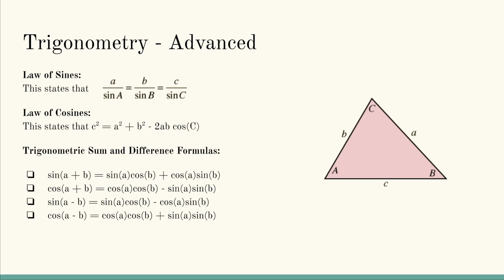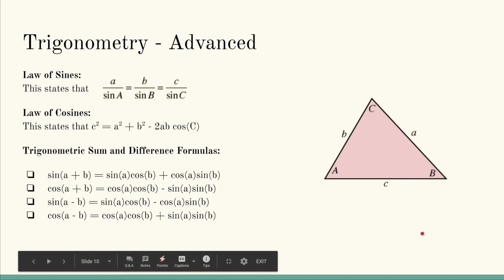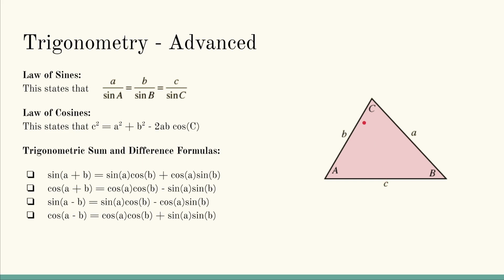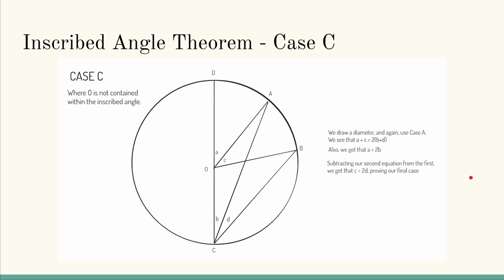Our advanced ideas are law of sines, which states that a over sine A equals b over sine B equals c over sine C. So basically, the sine of our angle and the opposite side have a constant ratio within a triangle, or there's a shared ratio between all these. We can even go over a proof of this.